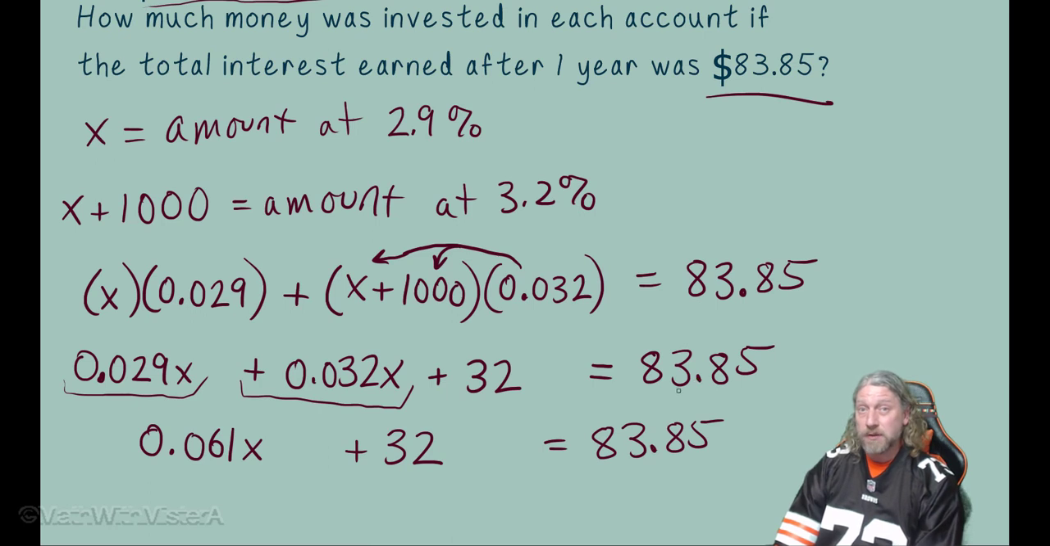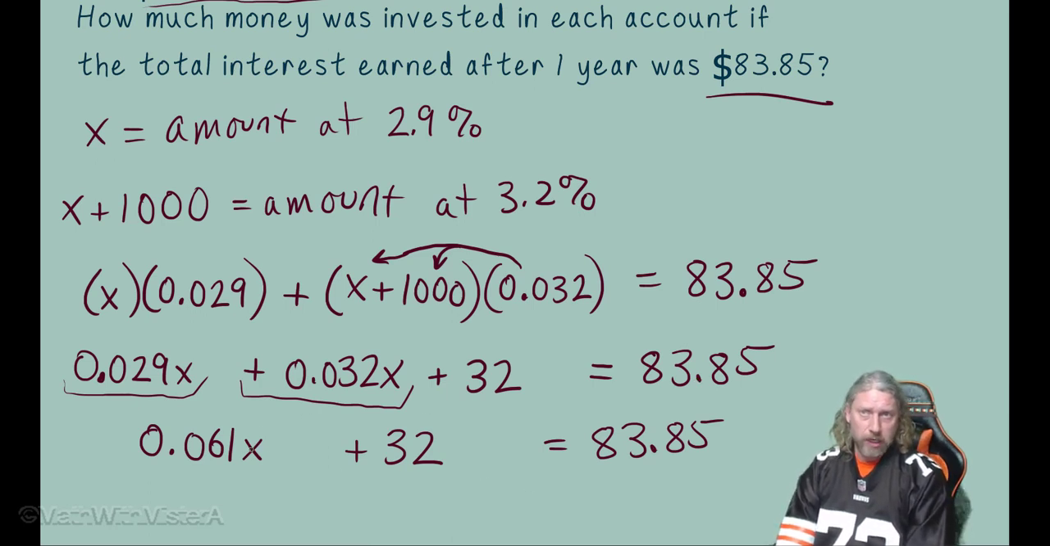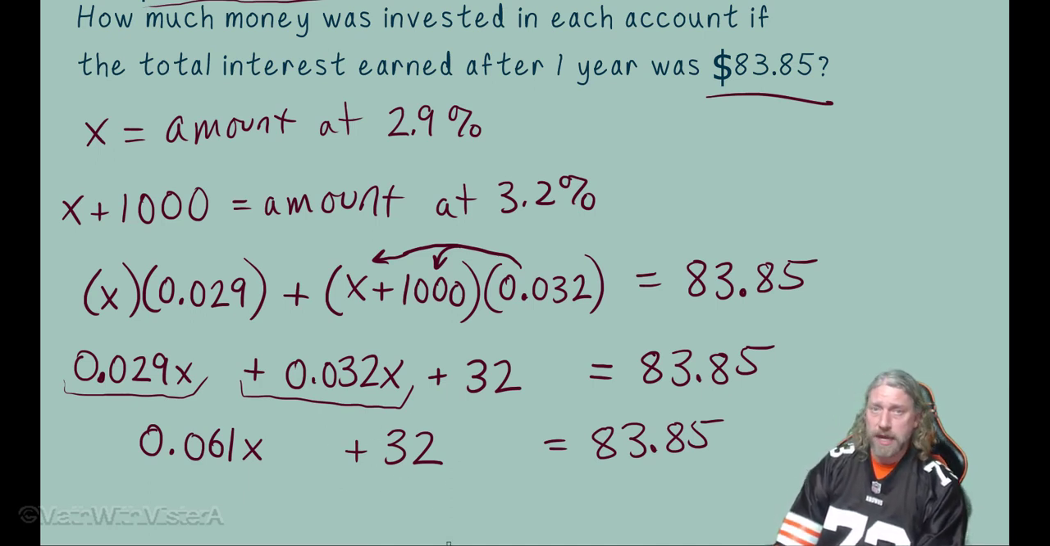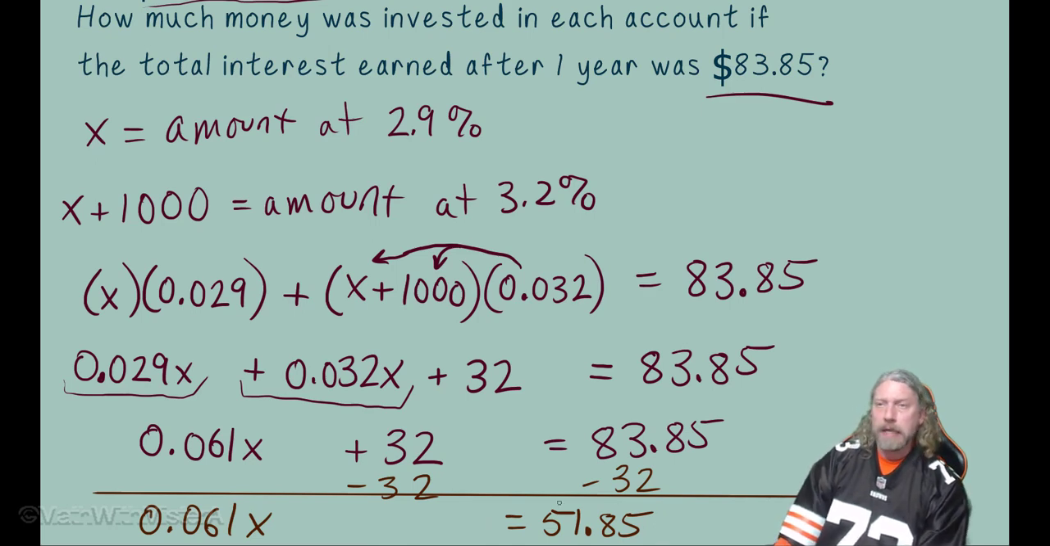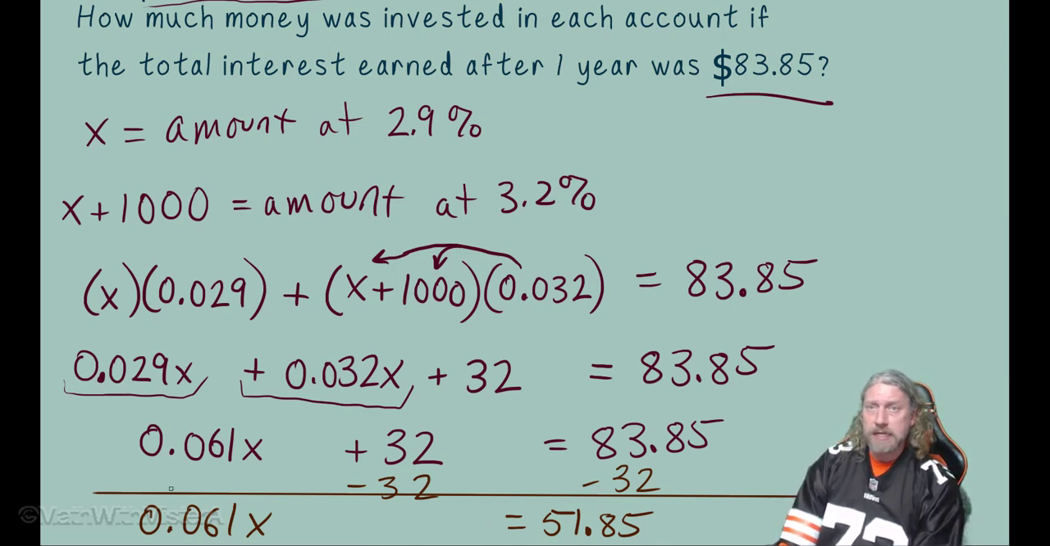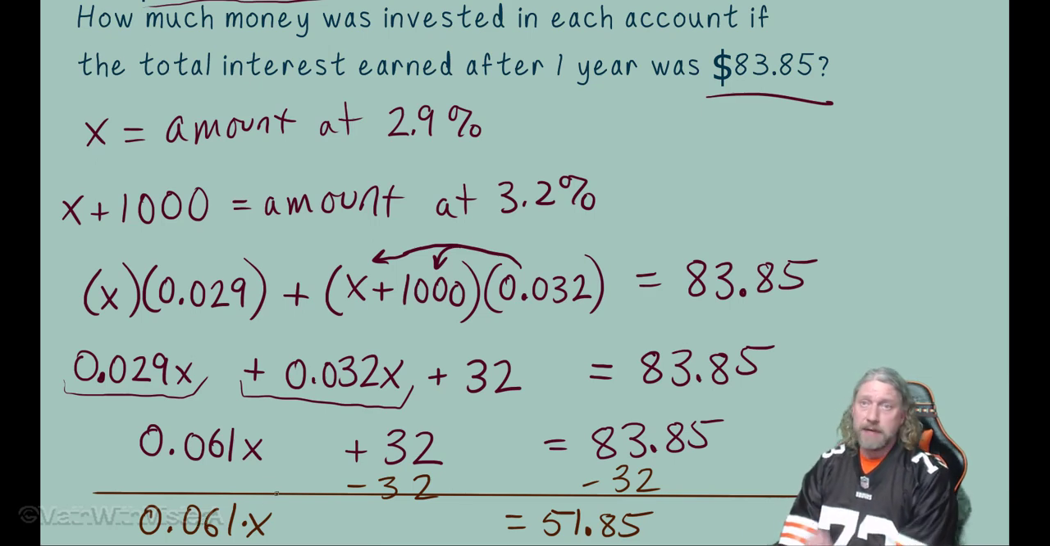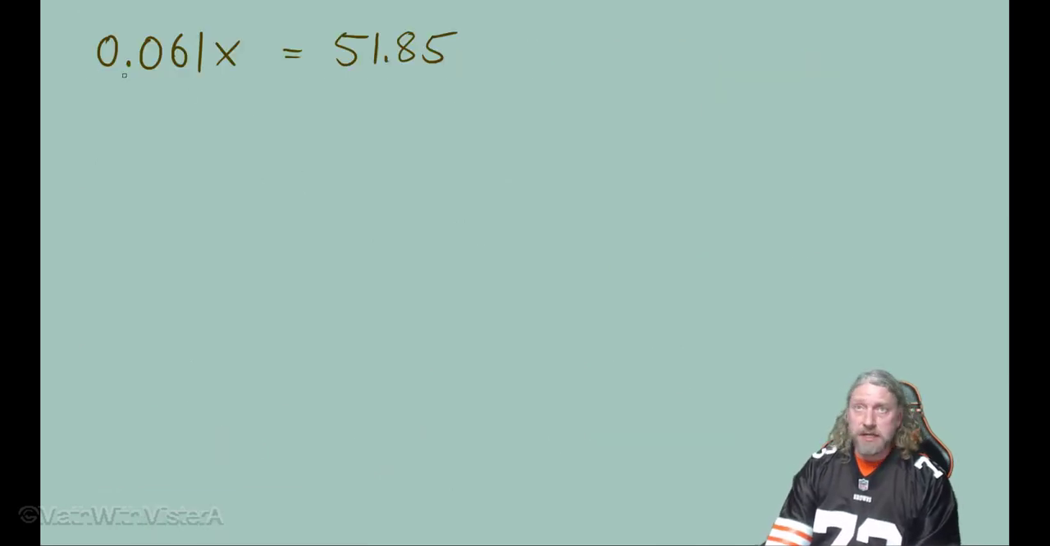We want to keep trying to isolate that variable X, so we need to do an opposite operation on that plus 32 and subtract 32 from both sides. That leads us to 0.061X equals 51.85. We've got one more step to do to finish isolating that variable. There's that multiply by 0.061. We want to do the opposite, divide by 0.061. So let's go to a clean page where we can recopy this equation and finish solving it. Let's finish solving this equation.